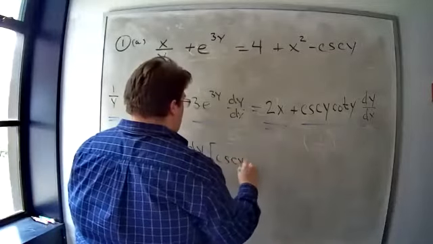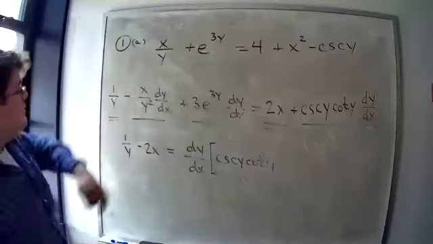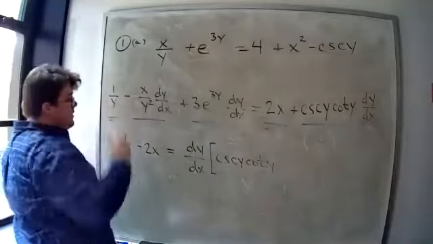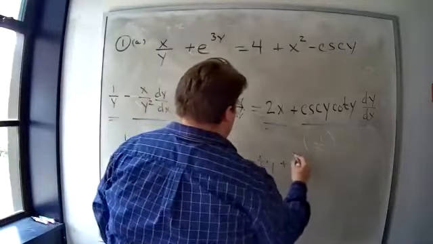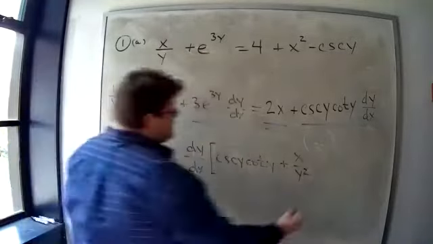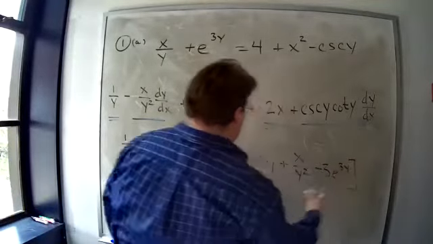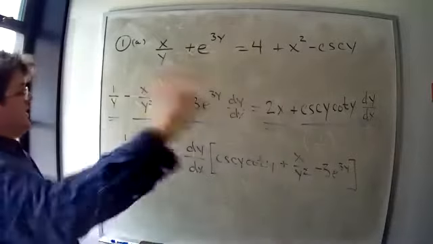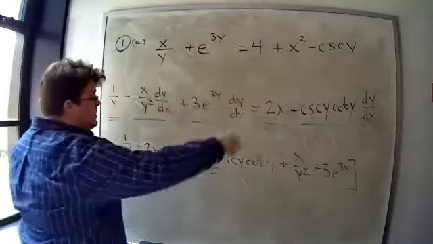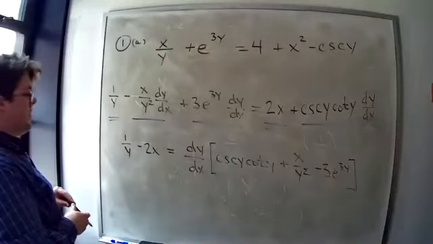Cosecant y, cotangent y is there. We're going to bring these other 2 over. Bring this over, that becomes a positive. Bring this over, that becomes a negative. And now everything on that side has a dy/dx, so we can factor that dy/dx out, which I combine into one step.